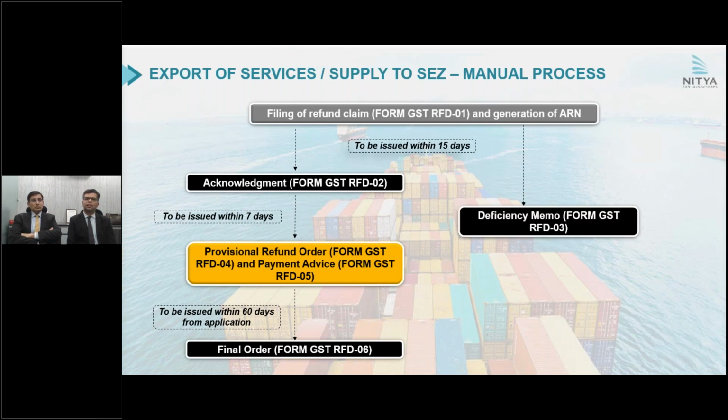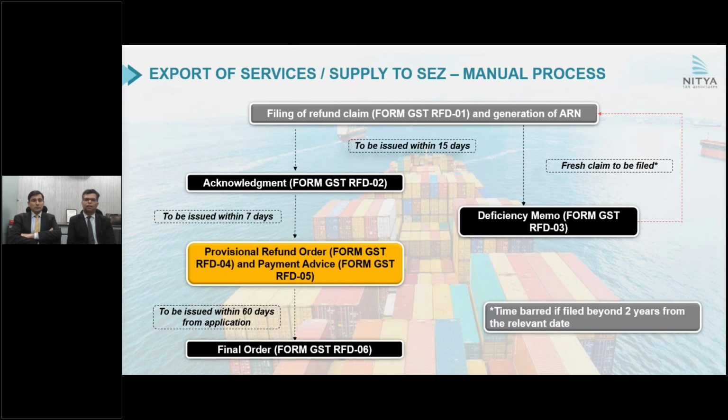On the other hand, if the proper officer notes that there is any deficiency in the application filed, he should issue a deficiency memo, in which case the refund filed would be considered invalid and a fresh refund needs to be filed. Notably, the refund application gets time barred. The time bar of 2 years, which is there for filing a refund application, would be applicable even for the subsequent refund application filed after deficiency.